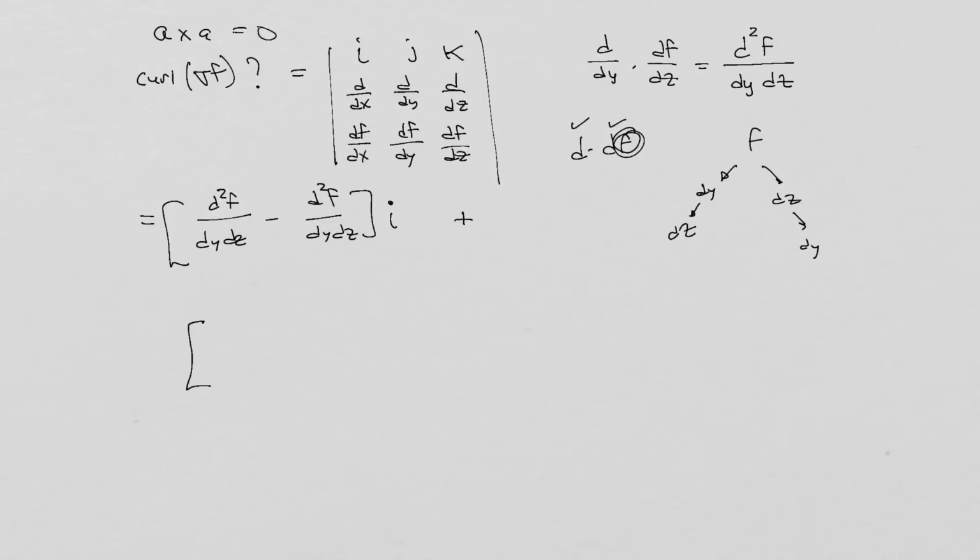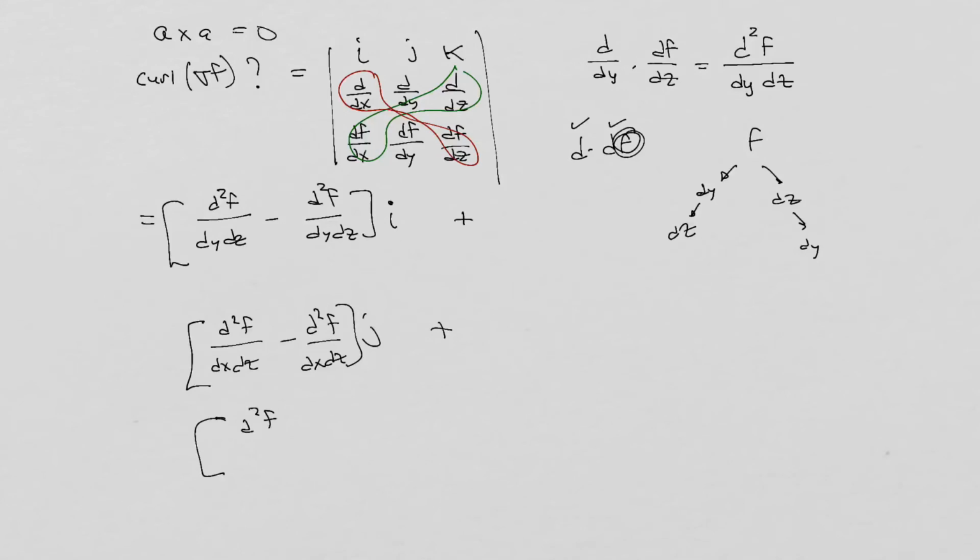if we do the second one, that means we'll take this and this, which would give me d2f over dx dz minus d2f over dx dz, times j. And then if we did the same thing with the last one, I'd have the two derivatives of f with x and y minus the two derivatives of f with x and y.